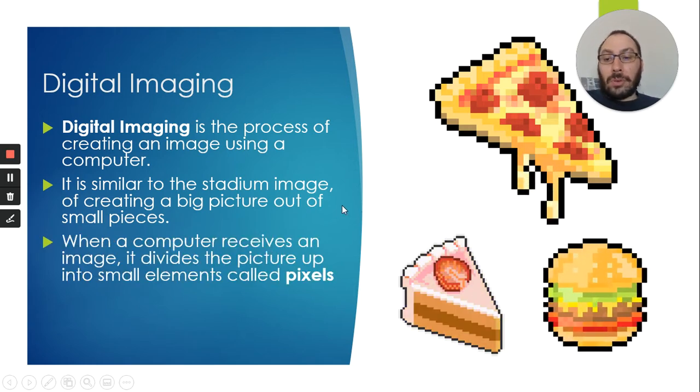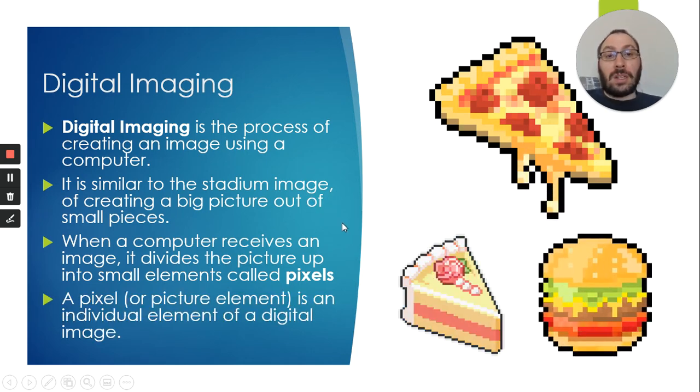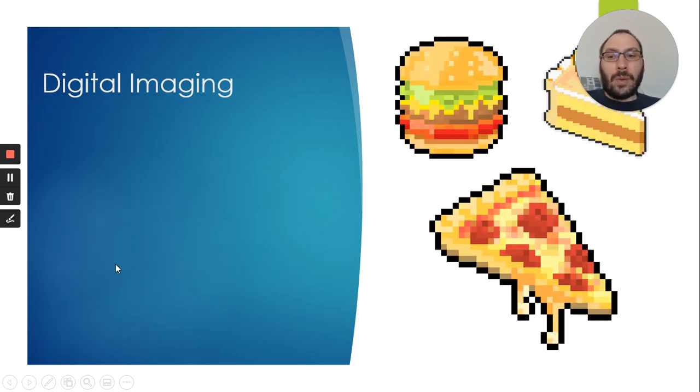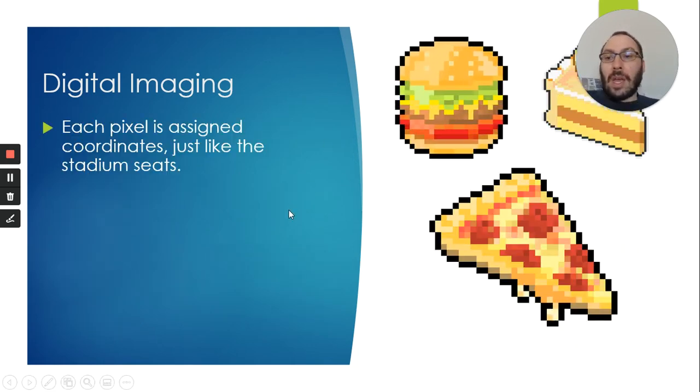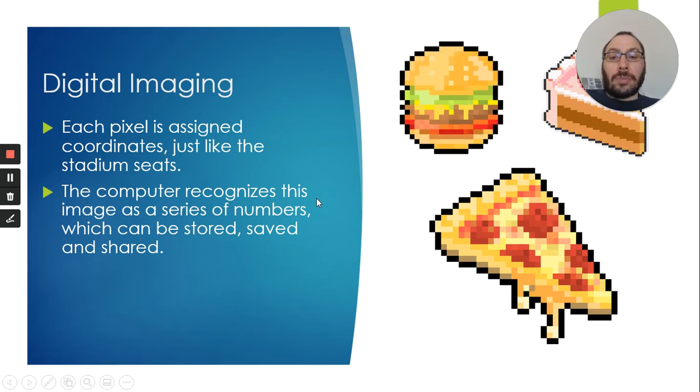Okay, and when a computer receives an image, it divides the picture into small elements called pixels. A pixel stands for picture element. I need to know this for a quiz or something sometime in the future. It's an individual element of a digital image. We've all heard of pixels before. Each pixel is assigned a coordinate at a certain spot, just like the stadium seats, and the computer recognizes this image as a series of different numbers, which can then be stored and saved.